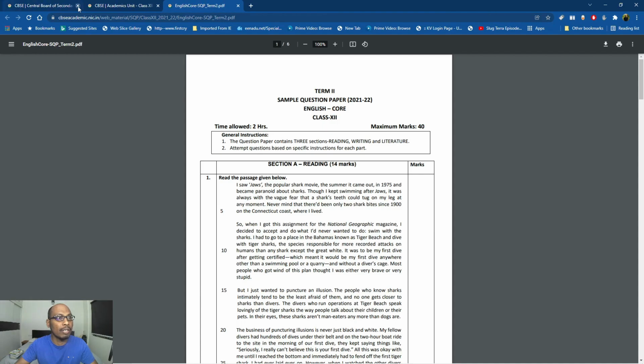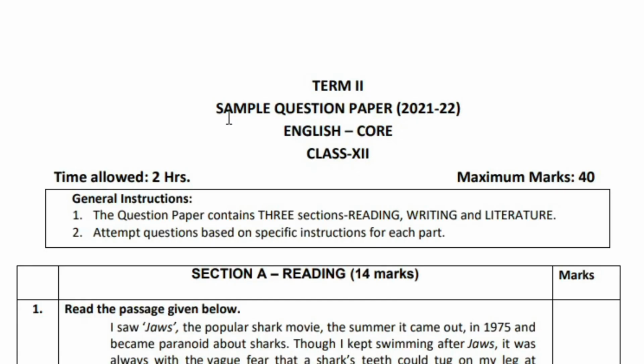Alright, now here you can see this is the question paper. So this is the term 2 sample question paper 2021-22. That means in the year end you are going to appear in the English examination, and the model of the question paper is in this fashion. So here it is for 2 hours and maximum marks is 40 marks, 10 marks for ASL.